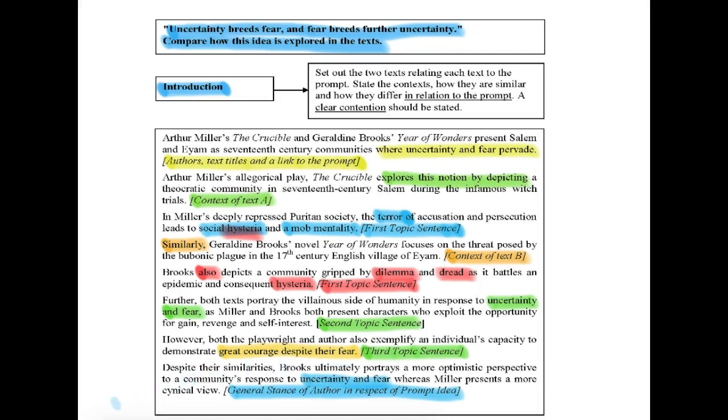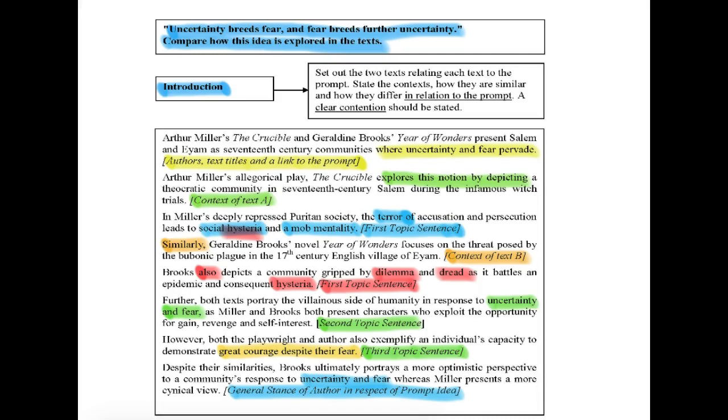Okay, so that gives you an idea of how you would write your introductory paragraph, following the same kind of elements that should be included. You introduce the author, the text titles with a link to the prompt. You give the context of text A and the first topic sentence as it relates to text A. You give the context of text B and then the first topic sentence as it relates to text B, and then you introduce the second topic sentence and the third topic sentence, and then finally a more general overview or stance of the authors in respect of the prompt idea.